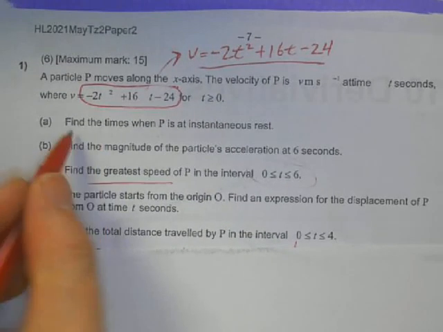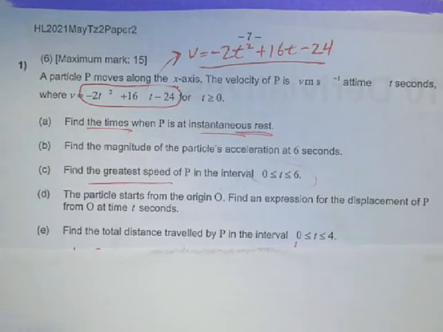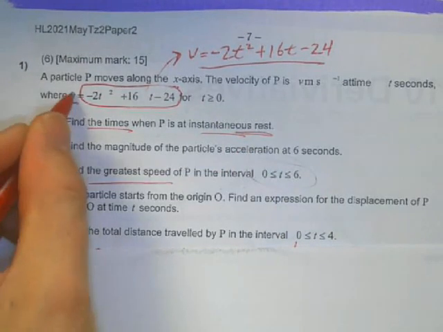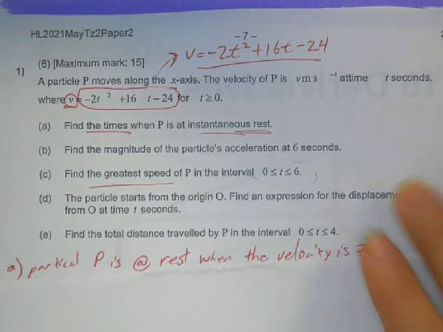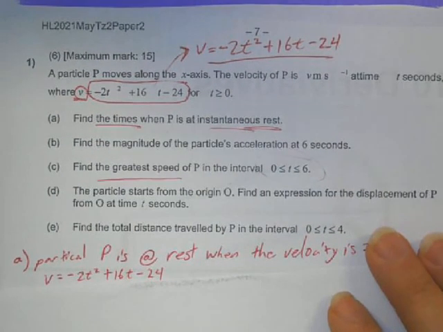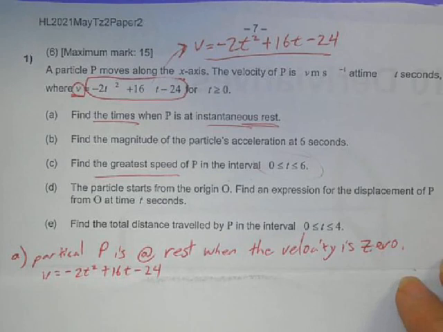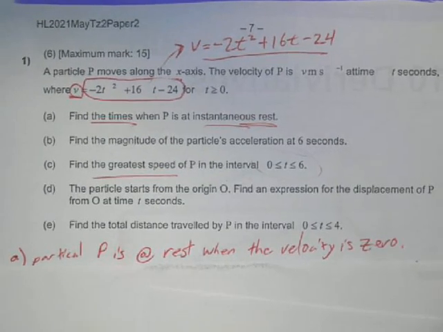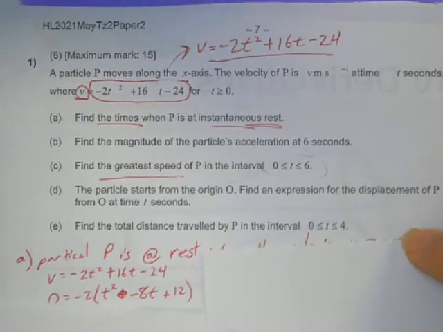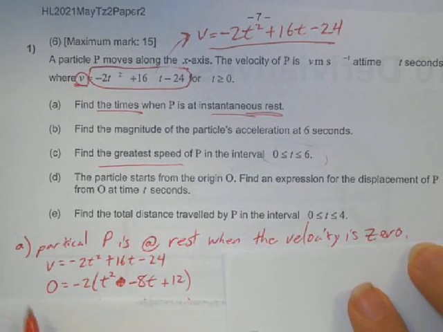Okay, so find the times when p is at rest. Okay, so this is velocity. So in order to figure out when it's at rest, the velocity is going to be 0. So that's what I've written here. So in order to figure out when it's 0, I'm going to make my equation equal to 0.